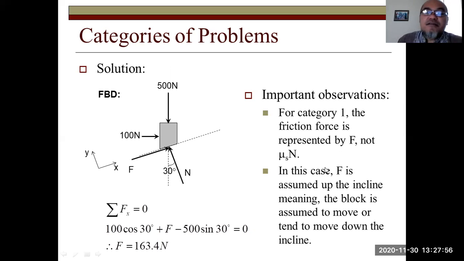So we first have to draw the free body diagram. Usually if we have a slope, then the xy axes will be drawn with x tangent to the slope and y perpendicular to the slope. Here we have 500 Newton vertically downward. We draw 100 Newton to the right, and then the normal force is always perpendicular to the surface. Now be careful here: the normal force is not like this. The normal force is not like this.